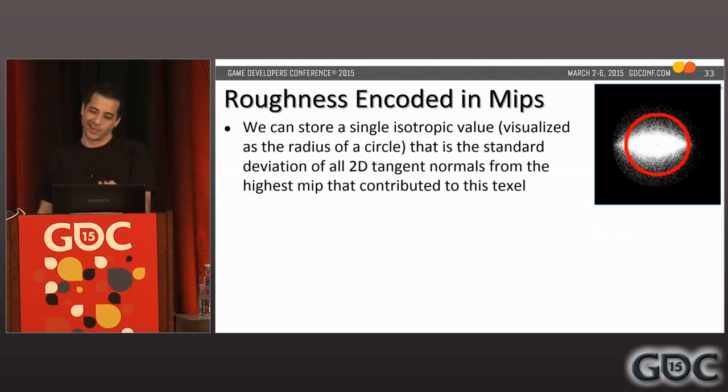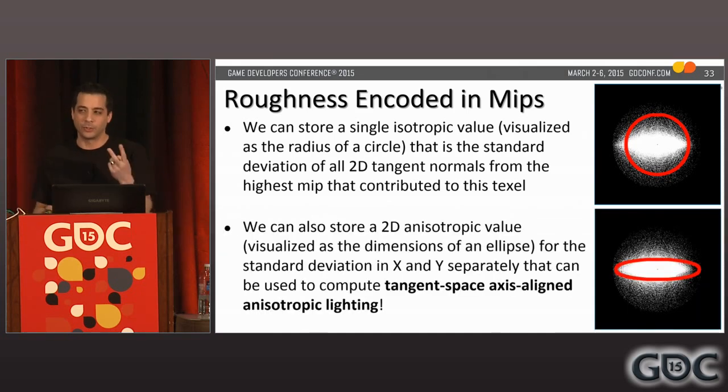Okay. But if you look at this, you realize, because this distribution comes from that metal siding normal map that I just showed you, there's really anisotropy in here. So what you could do instead is store two values. You store the standard deviation in x and y separately, that I tend to think of as the dimensions of an ellipse in tangent space.